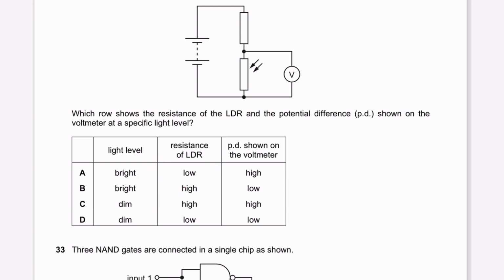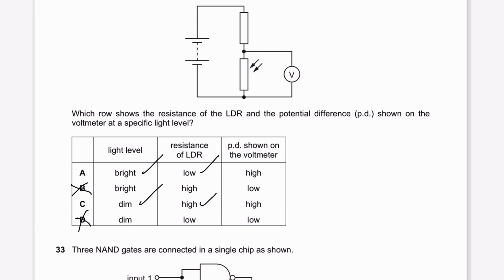Okay, so we have two options here that are correct. If the light is bright, the resistance is low, or if the light is low, then the resistance is high. These two do not make sense. If it's bright and at the same time the resistance is high, it makes no sense. Okay. So we know that the answer is either A or C.